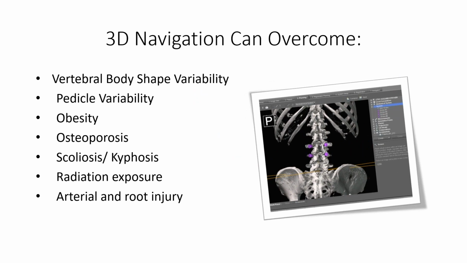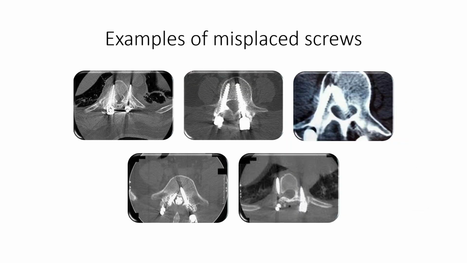If you do a lot of spine surgery, you'll note there's a lot of variability between patients in the shapes of the vertebral body and the pedicles. Obesity, as you know, with fluoro, sometimes you just flat out can't see. Osteoporosis, trying to find stronger bone. It's really useful in scoliosis and kyphosis where nothing is in a normal plane. We talked a little bit about radiation exposure, and obviously we're trying to avoid any injury to other structures.